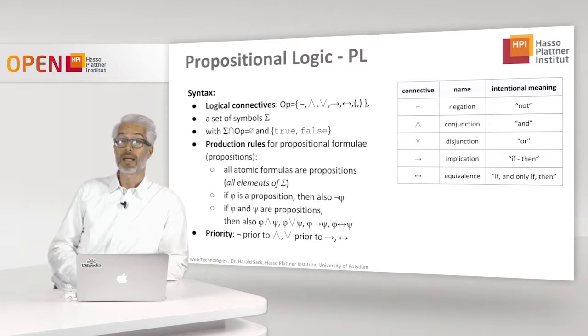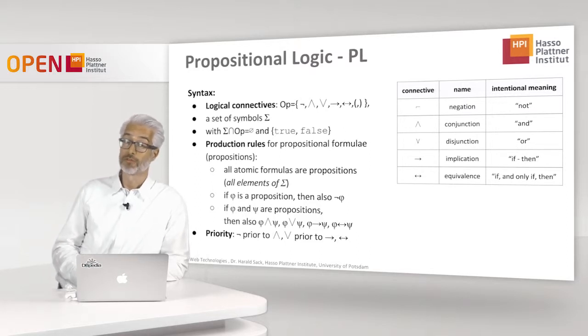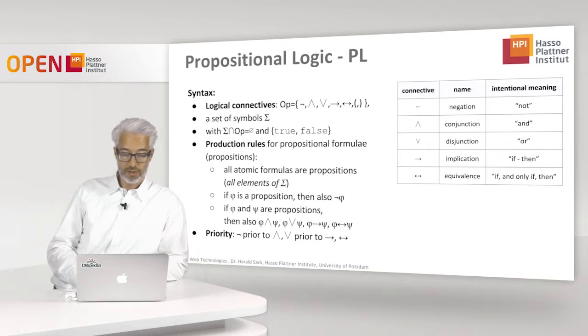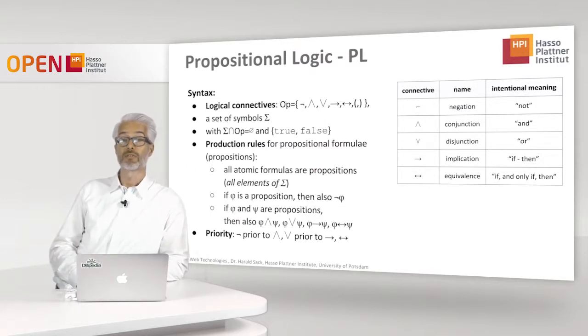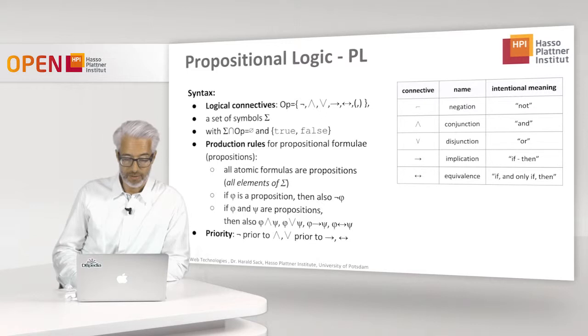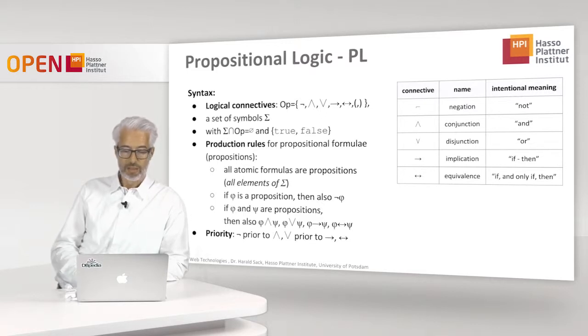So how do I make valid propositional logic statements? For this, I have some kind of production rules. So what do they say here in an informal way? All atomic formulas are propositions. So it means these are all elements of the alphabet sigma. And if phi is a proposition, then of course also not phi. And if you consider two different propositions, phi and psi, then also the logical connections of these two propositions with and, or, implication, or equivalence, of course, are also propositions.